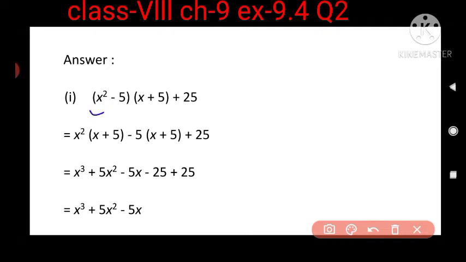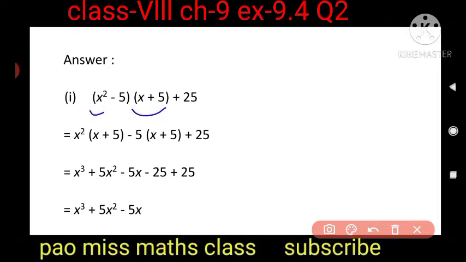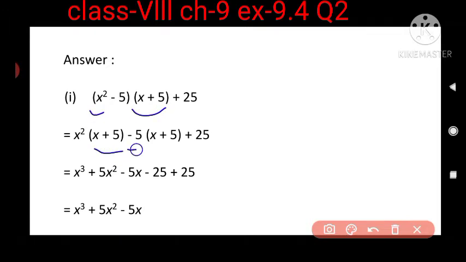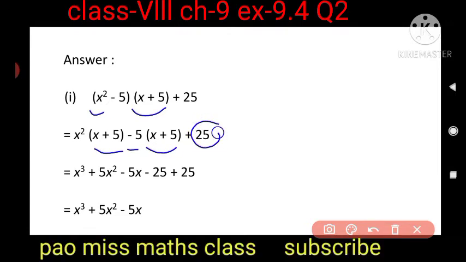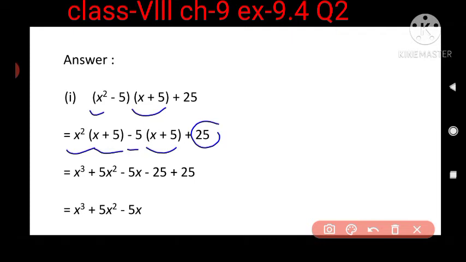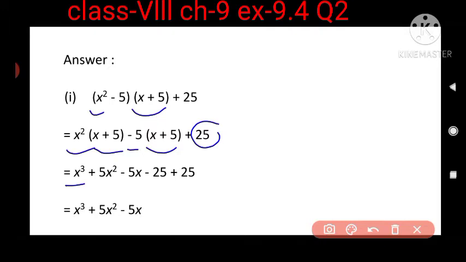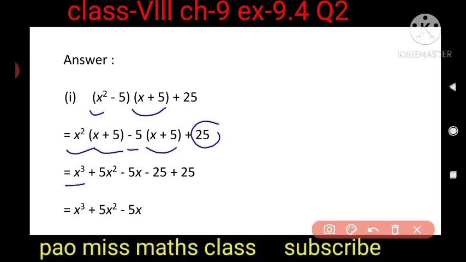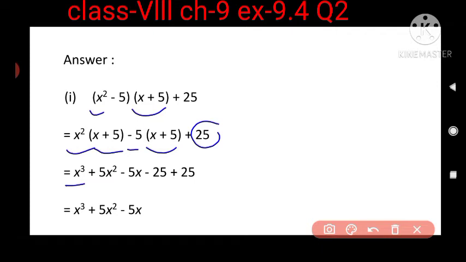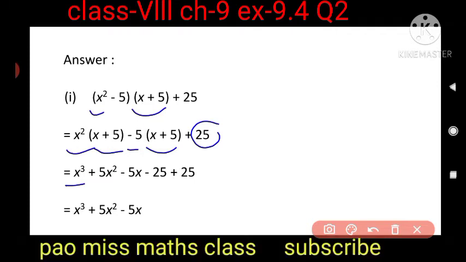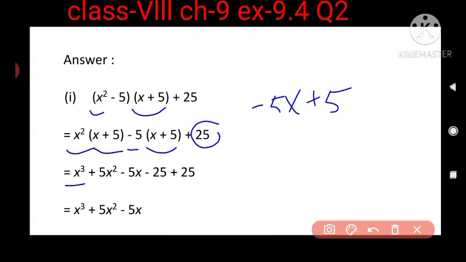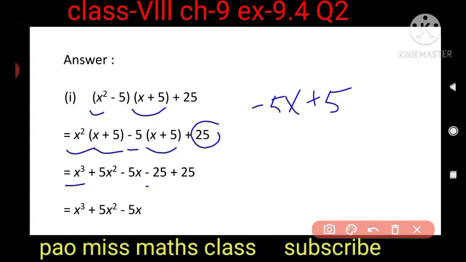This x square will multiply with both these terms. So x square into x plus 5. Then again minus 5 will multiply with both the terms. Then this 25 will remain the same. Now you have to break this bracket. x square into x, x to the power 3. Now x square into 5, so 5x square. Then minus 5 into x, minus 5x. Now minus 5 into plus 5 is there, so minus plus will be what? Minus, isn't it? So 5 into 5, 25.